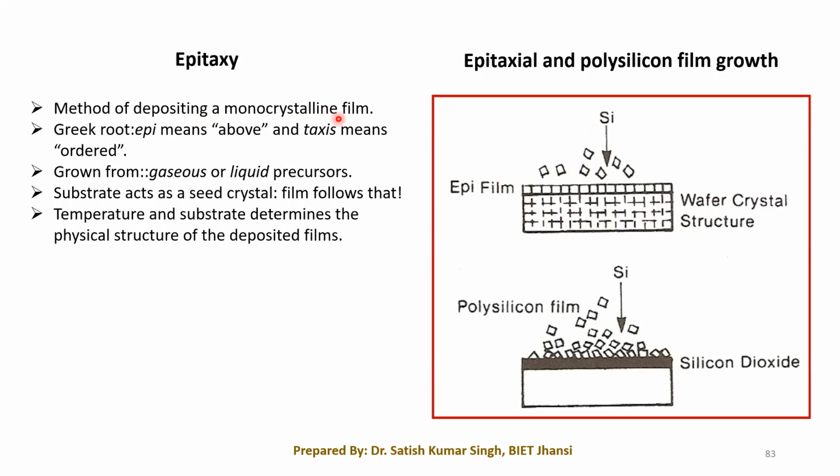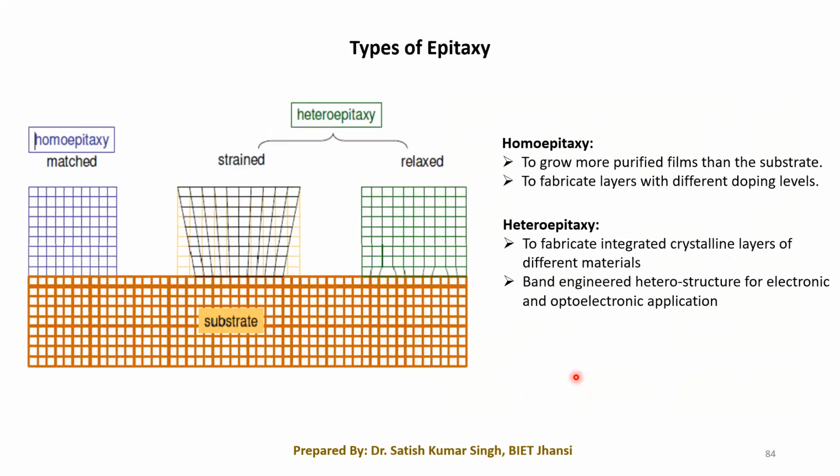If it is a polycrystalline film, because we can also grow, for example, SiO2 over a particular substrate, then it is known as deposition. We are depositing a layer. It is not called epitaxy, so remember that. That will be your polysilicon film growth, which can also be called deposition of the layers.